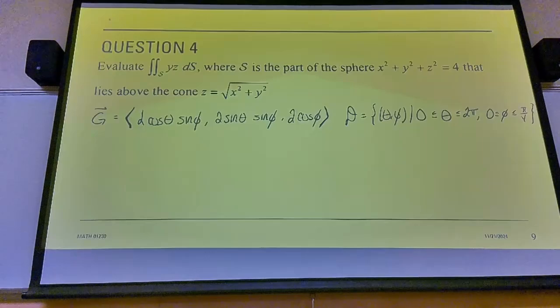Well, if z is the square root of x squared plus y squared, that means x squared plus y squared is z squared. 2z squared is 4, z squared is 2, which means z is root 2 because z has to be positive. But what's z? 2 cosine of phi, because we're in spherical coordinates. That means cosine of phi is root 2 over 2. What's phi? Pi over 4.